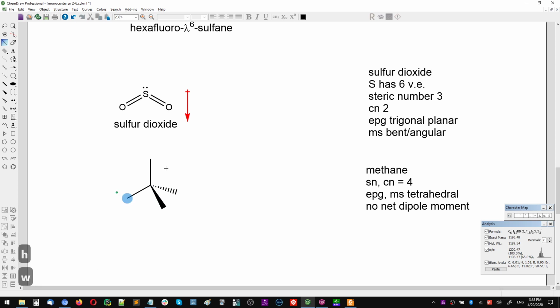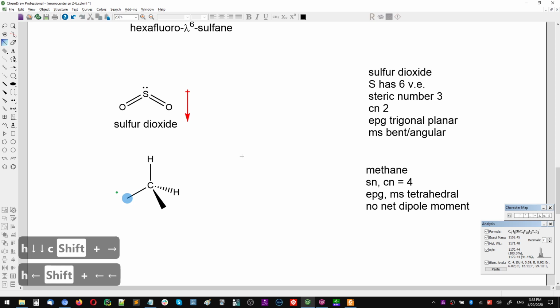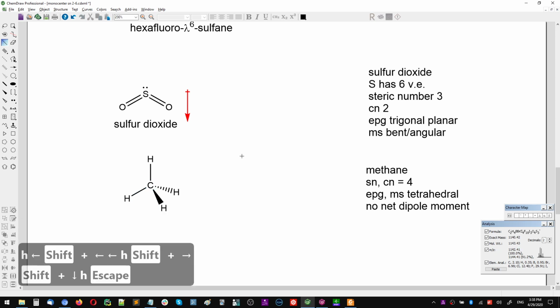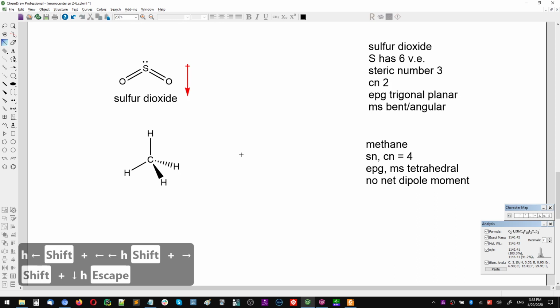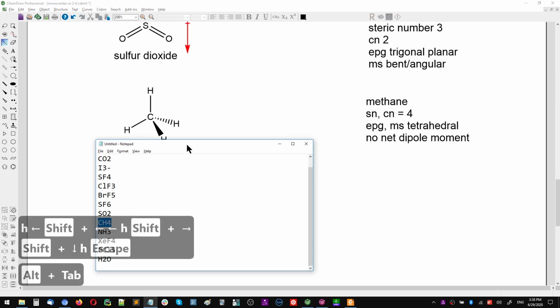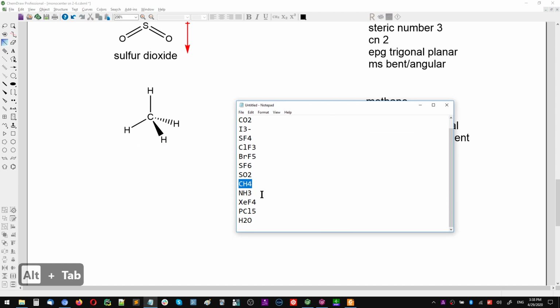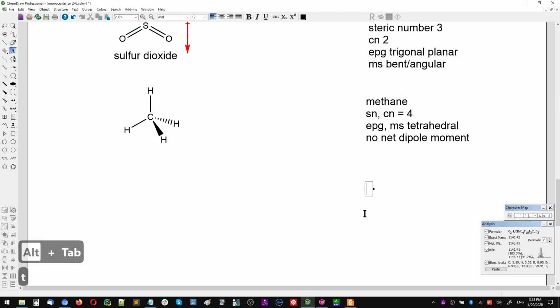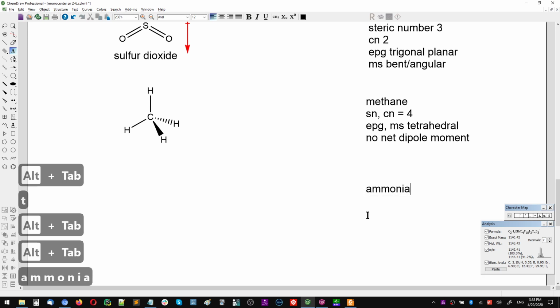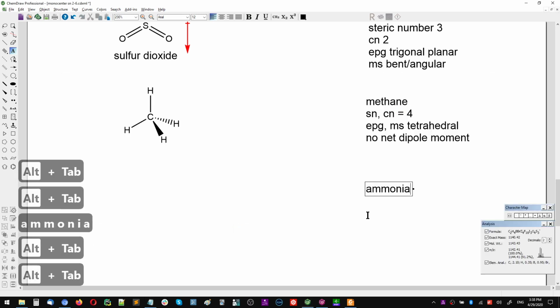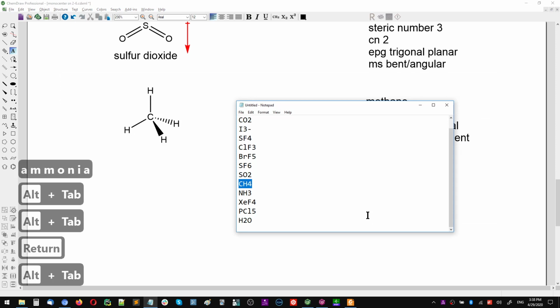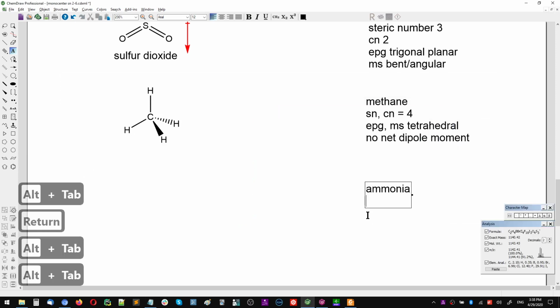Yeah, this looks trigonal to me. I need to test this one because it's correct. Ammonia. I think it's ammonia, NH3. Yeah, because ammonium is NH4, which is a cation. Okay, so the nitrogen, yes.